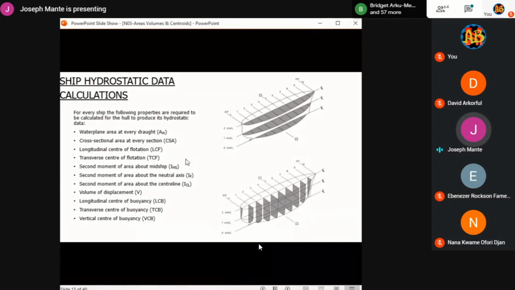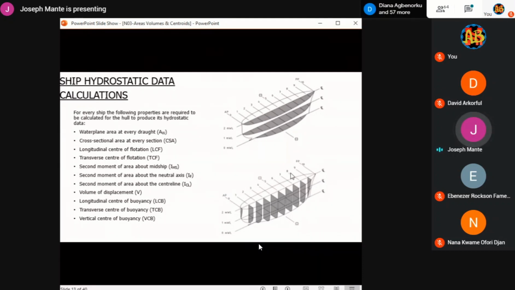Transverse center of buoyancy, we'll learn the meaning of buoyancy and all that. Vertical center of buoyancy, all this you should be able to know as a naval architect. So we'll be taking them and working them one after the other. How to calculate the water plane area, the cross-sectional area, the transverse center of flotation, the volume of displacement, and all that we will be able to calculate for it. And the diagram here also depicts that.